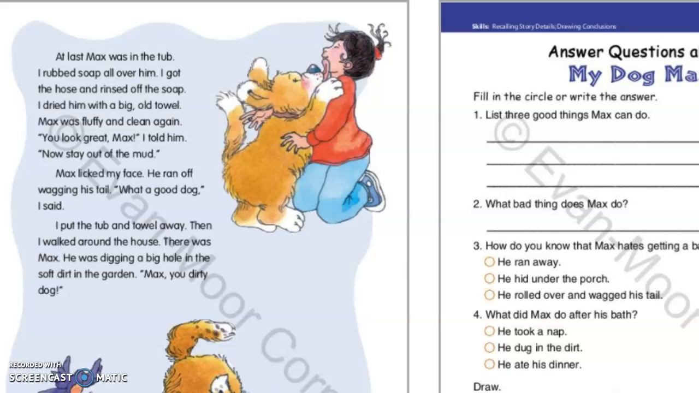I put the tub and towel away. Then I walked around the house. There was Max. He was digging a big hole in the soft dirt in the garden. Max, you dirty dog. So we just read a lot on this page. I want you to reread it, and you decide which words you think should be circled or underlined.